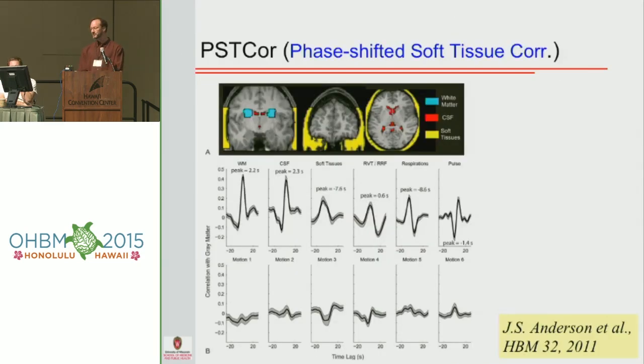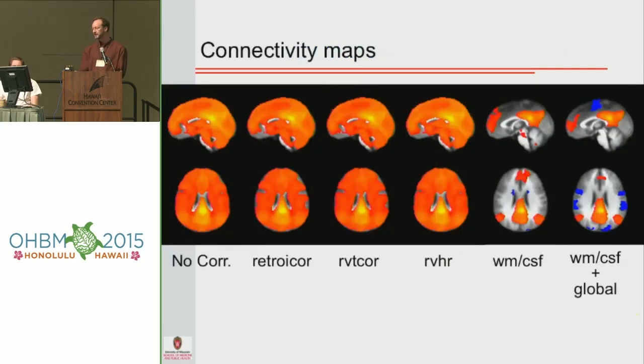Another technique that's been proposed is called PST-core, or phase-shifted soft tissue correction, from Jeff Anderson and colleagues in Utah. The idea there is, in addition to white matter and CSF, you also bring in signals which are averaged from the edges of the brain, particularly in the soft tissues in the face. Then the additional step is that they shift the white matter and CSF signals and the soft tissue signals to have a maximum correlation on average across the brain with the gray matter, to account for differences in latency between the white matter signal and the gray matter signal.